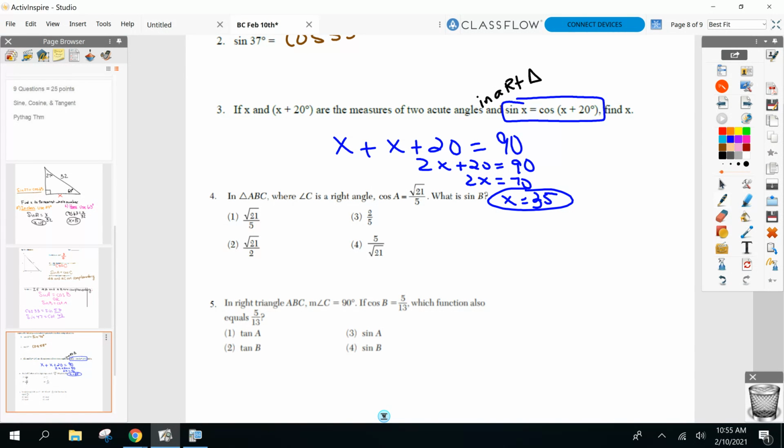All right, 4. In triangle ABC, angle C is the right angle. If you want a visual of it, go ahead and draw a right triangle. Here's angle C, the right angle, and you got A and B. Take a look at what I give you. Cosine of A is equal to radical 21 over 5. So what's the sine of B? Well, what do you know about A and B? They're complementary. So if A and B are complementary, what do I know about the cosine of one and the sine of the other? They're equal. So what's got to be the sine of B then?